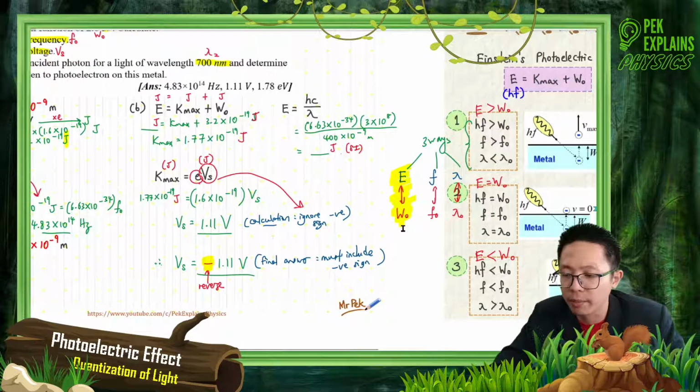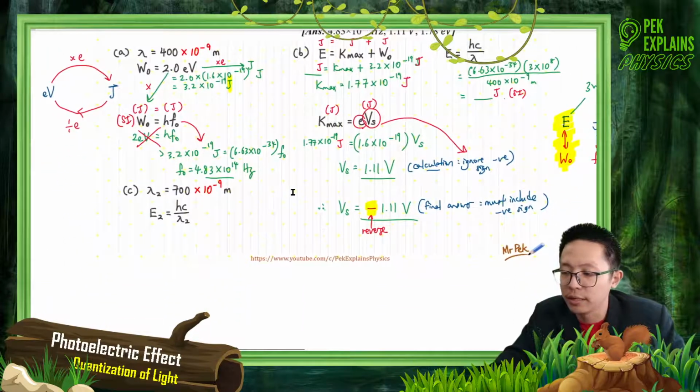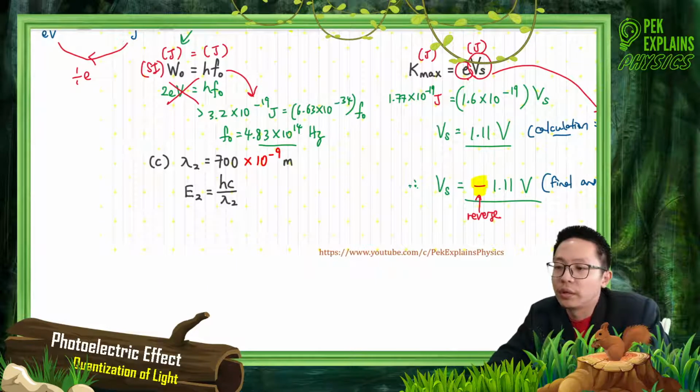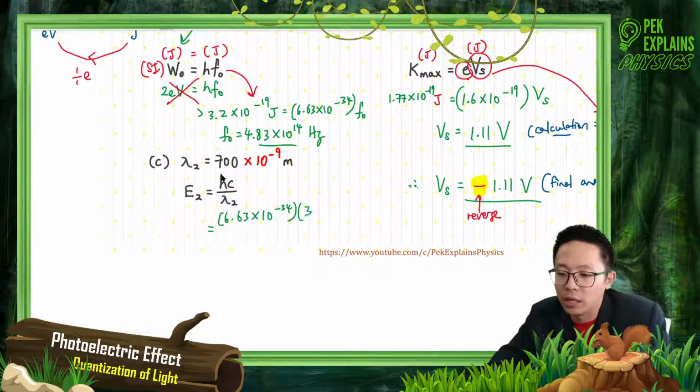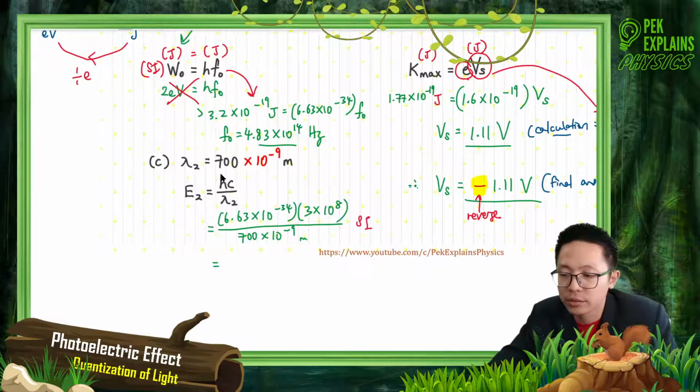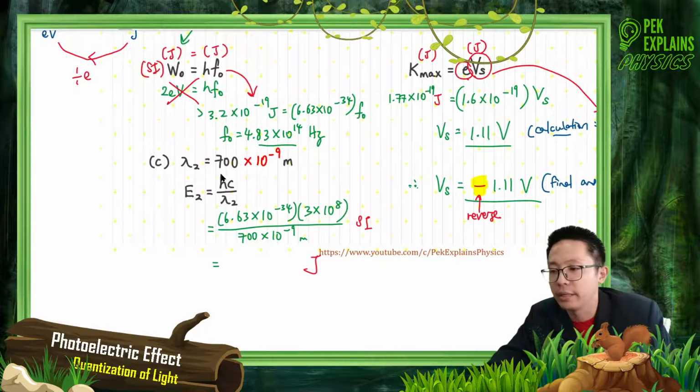Energy compared with the work function. So let's calculate the energy. This is the wavelength for the second light, so let's find out the energy for this new photon. We have h is 6.63 exponent negative 34, the speed of light, and the wavelength is 700 nanometer, which is exponent negative 9. Already all in SI unit, so the answer will be in joule.